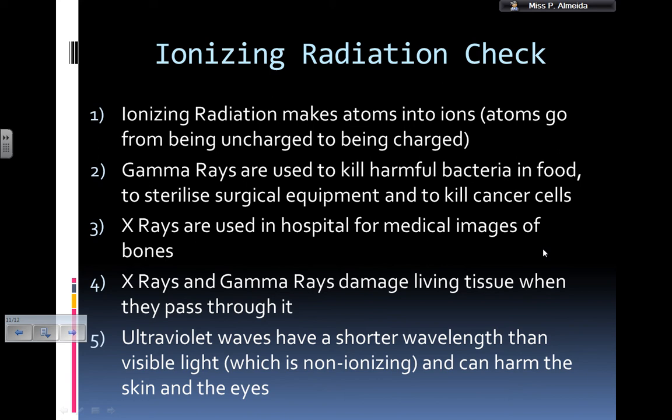X-rays and gamma rays damage living tissue when they pass through it, and ultraviolet waves have a shorter wavelength than the visible light, which is non-ionizing, and can harm the skin and eyes. So that is all you need to know about ionizing radiation for today.